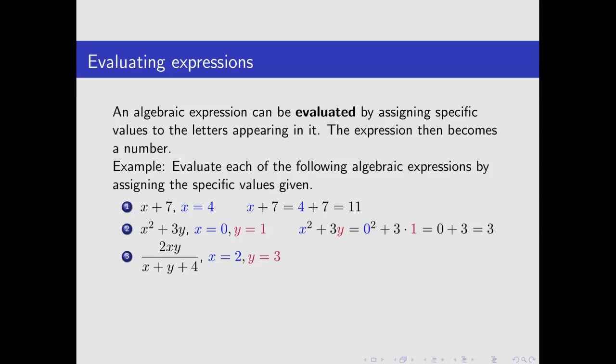And then finally, we have 2x over x plus y plus 4, and we're going to evaluate that at x equals 2 and y equals 3. So we're going to, again, replace x with 2 and y with 3. That's going to give us 2 times 3 in the numerator and 2 plus 3 plus 4 in the denominator, which is 12 over 9, which we can simplify to be 4 over 3.